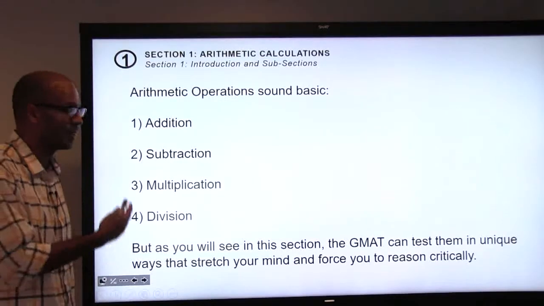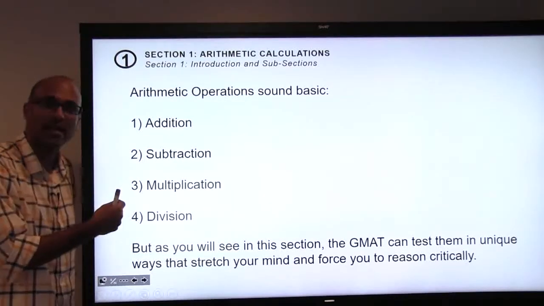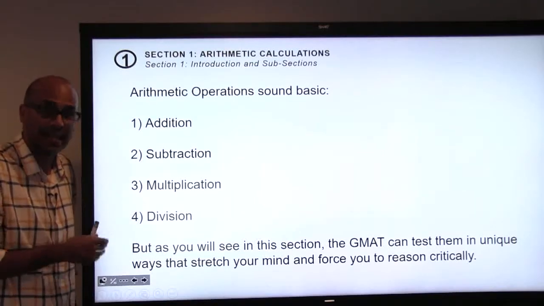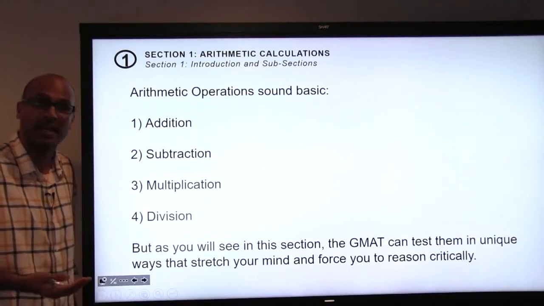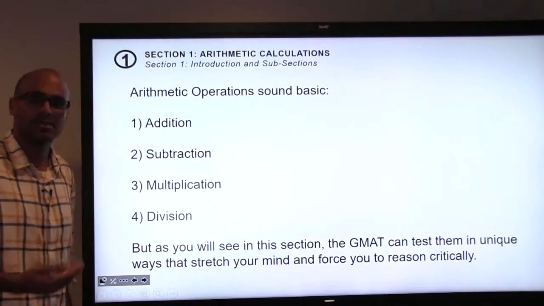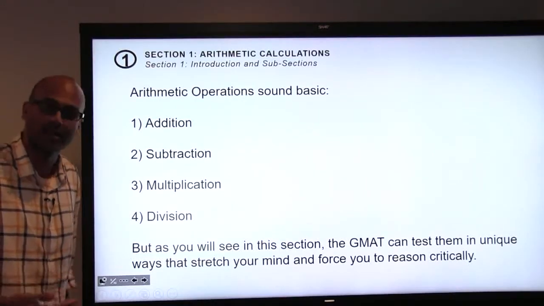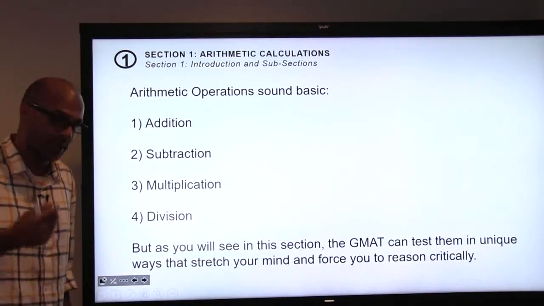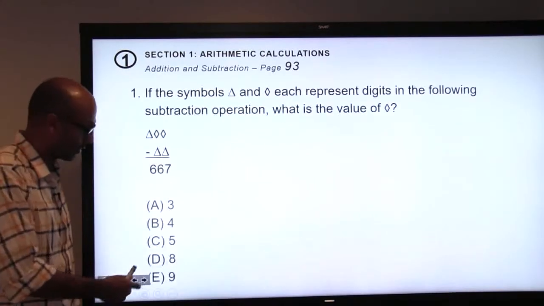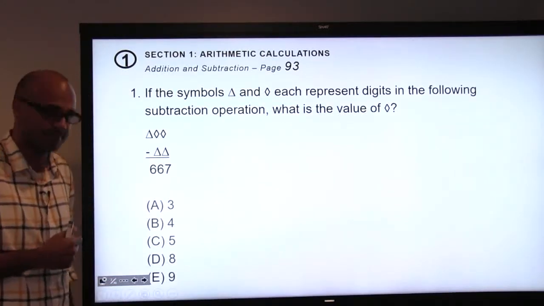As I said, these are the basics. Can you add? Can you subtract? Can you multiply? Can you divide? The answer to all of these should be yes, of course I can. But the GMAT can't ask you questions on that stuff. If everybody can do it, it would be a waste of their damn time. So you have to start to realize how they get you. And it's with questions such as this one.